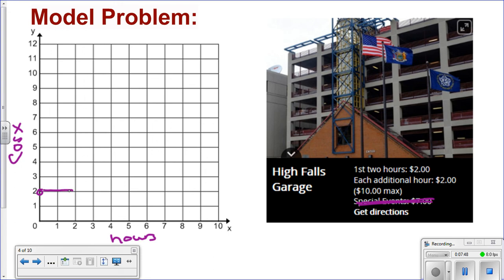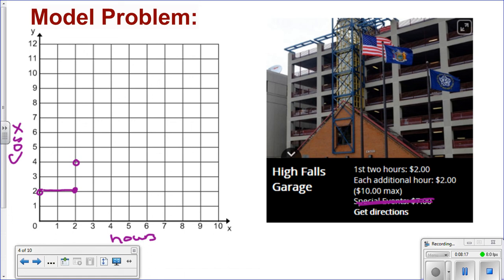So up to and including 2 hours. So as soon as it clicks to 2 hours, boom, you're charged $2. But the second that you go over 2 hours, you're going to be charged an additional $2. So that means your cost will be $4. So I'm going to do an open circle here. I have to do an open circle here because if I park for 2 hours, it's only $2.